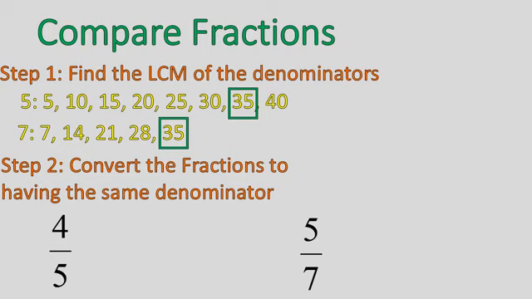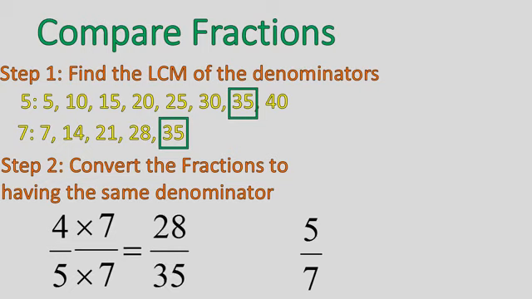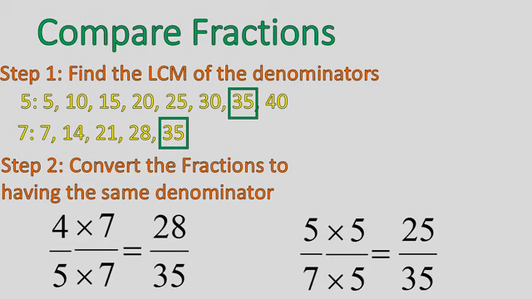5 times what is 35? 5 times 7. So I multiply the bottom and the top times 7. So 4 out of 5 is equal to 28 out of 35. All right. Still don't know if it's larger or smaller than 5/7, so I have to go over here and do the same thing. 7 times what gives me 35? Well, 7 times 5 is 35. Multiply the top and bottom times the same number, and I find that it is equal to 25 out of 35. Now I can compare the fractions.